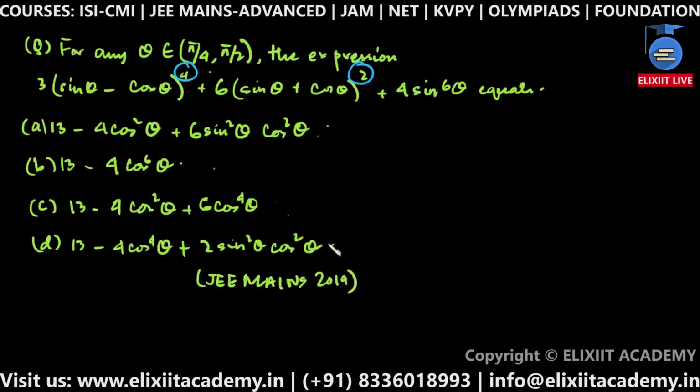Or else you need to simplify this. What I'm going to do is, first I'm showing the simplification method. In the simplification method, you will see that we are not using the values of theta, pi by 4 and pi by 2. We are not even using this information.